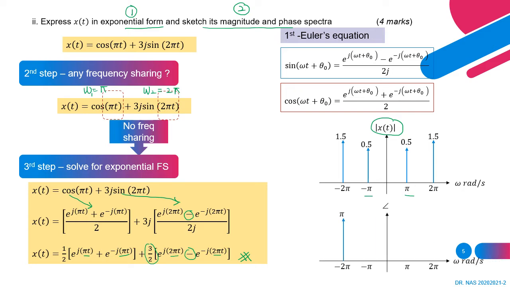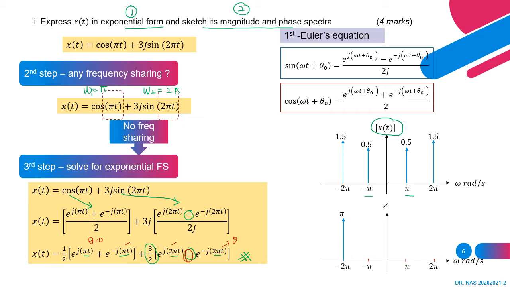Okay, next the phase. So you need to check each component. The first one is at positive pi, so the phase theta is 0. There's no theta, so it is 0. Same goes to negative pi and also 2 pi. So all zeros here. And the last one, there's no phase here, but you have a negative sign.